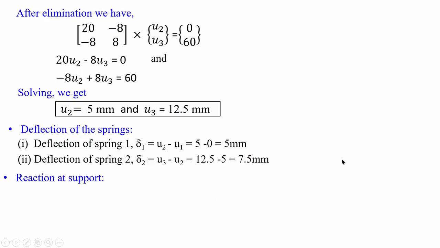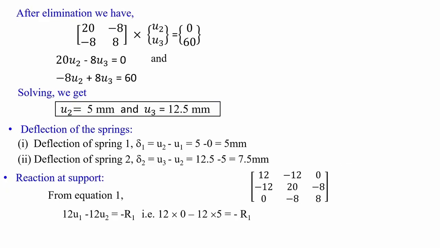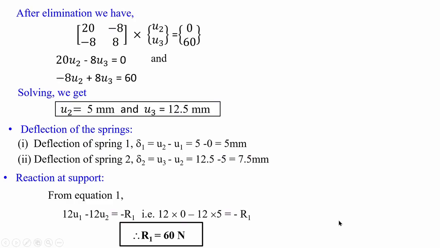Now let us compute the reaction at the support. From equation 1, what can we write? 12 into U1 minus 12 into U2 plus 0 into U3 is equal to R1. We can substitute the values of U1 and U2: U1 is 0, U2 is 5. Therefore, we have R1 equal to 60.